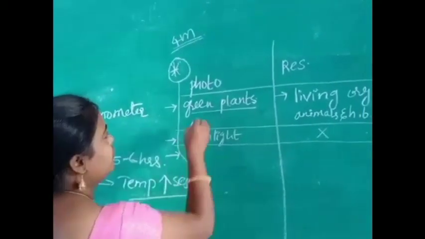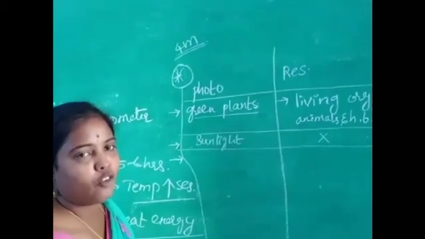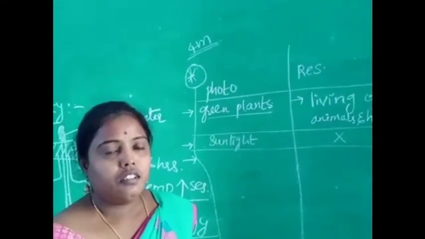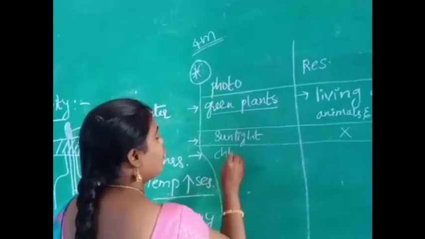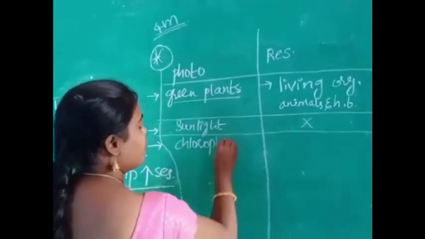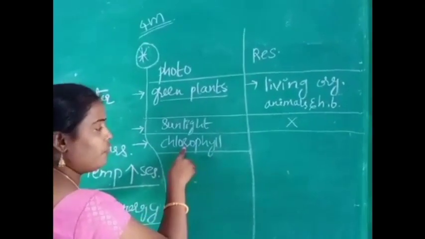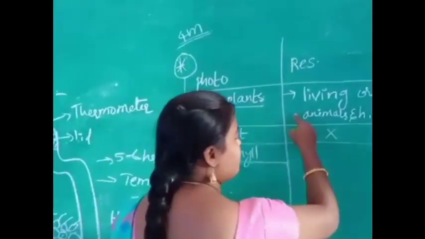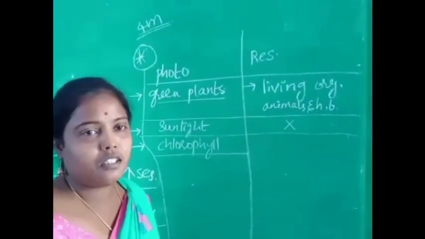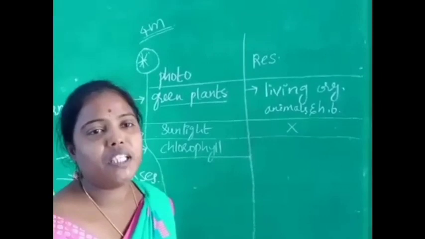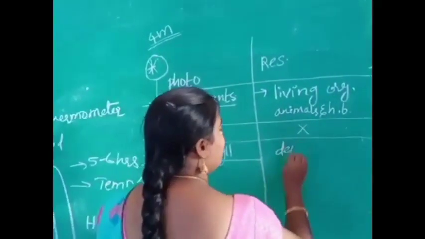Okay. Next, in this process, plants prepare their own food by using chlorophyll pigment. But in this process, plants cannot prepare their own food. Means the animals and human beings depend on others. Okay? Depends on others.